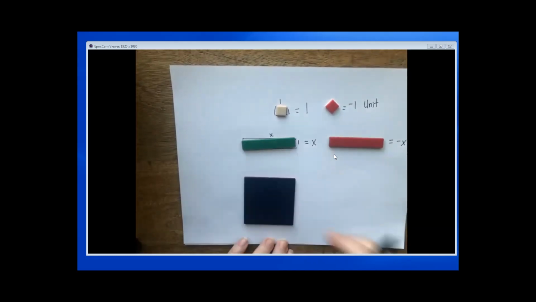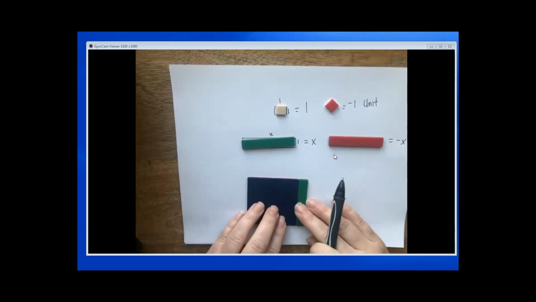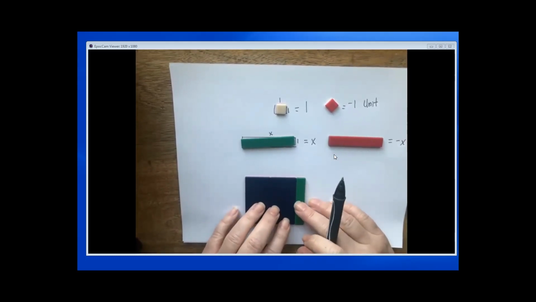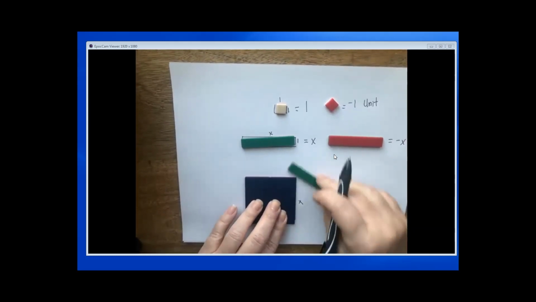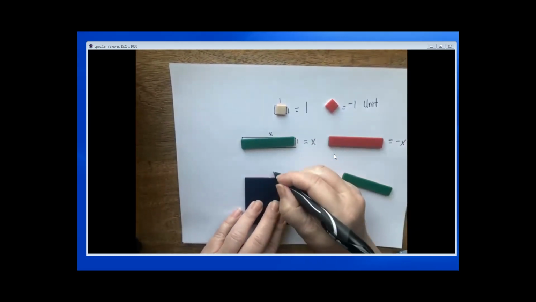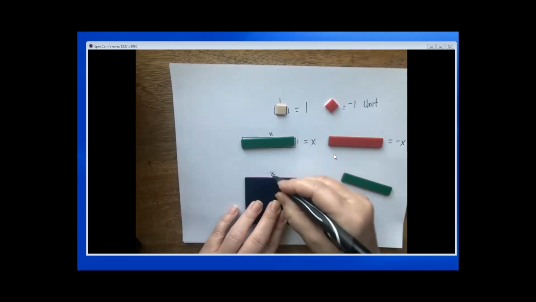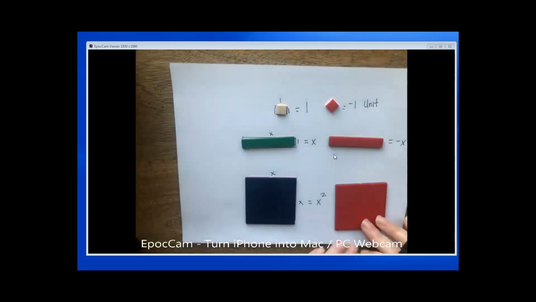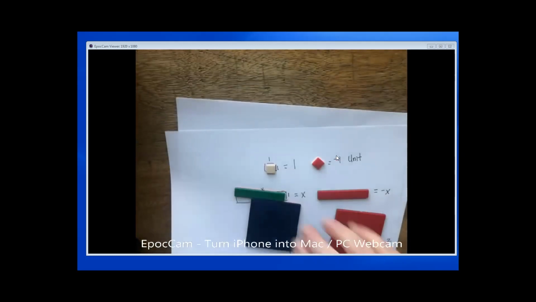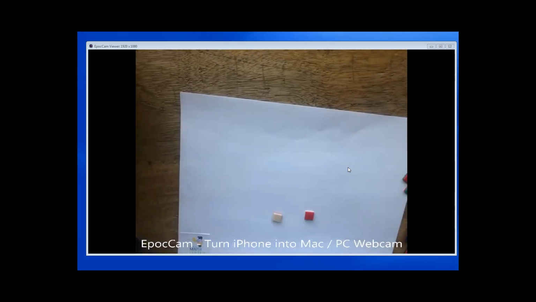Let's look at this one. And I bet you can predict what I'm going to say here. If I take our x and I compare it to this piece, I can see that this edge is x. And I can see that this edge is x. So this, x times x, is x squared. And the opposite of that equals negative x squared. Okay, so those are our players.